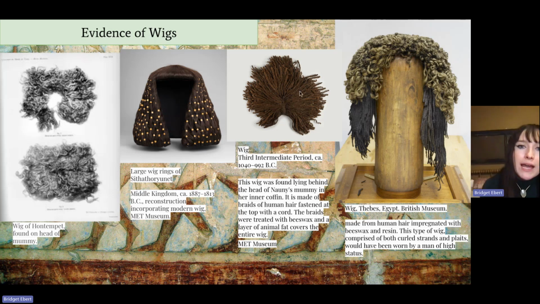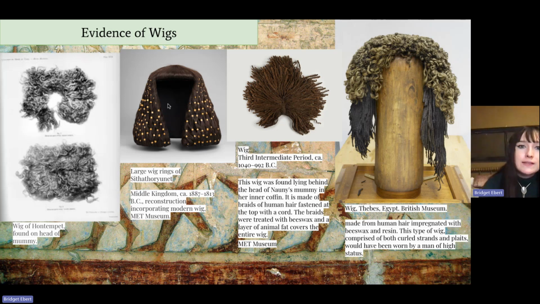And second in from the right, we have a wig from the Third Intermediate Period, 1040 to 992 BC. And this wig was found on the head of a mummy in her coffin, made of braids of human hair fastened at the top with a cord. And likewise to the wig adjacent to it, it was treated with beeswax and a layer of animal fat that covers the whole wig, which could have kept it very well intact. And this is held at the Met Museum.